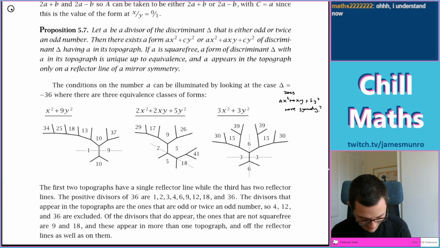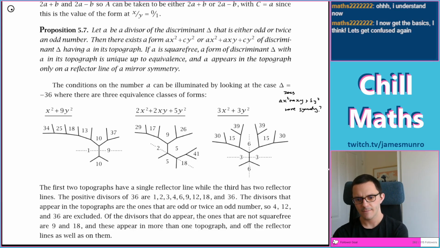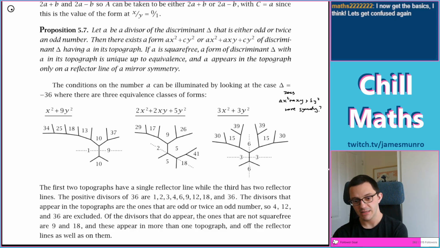And this is something to do with the factors, right? Here we go. The positive divisors of those 6 are these numbers. The divisors that appear in the topographs are the ones that are odd or twice an odd number. Of the divisors that do appear, this all feels like magic at the moment.